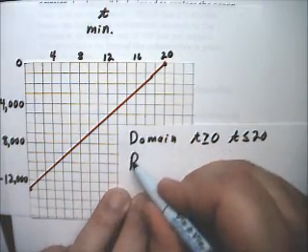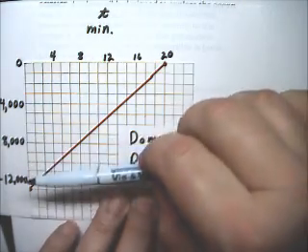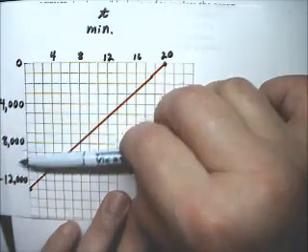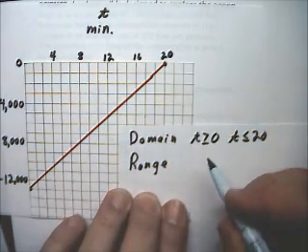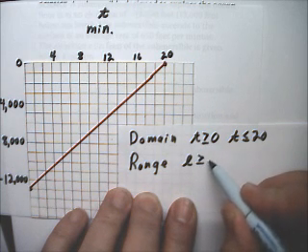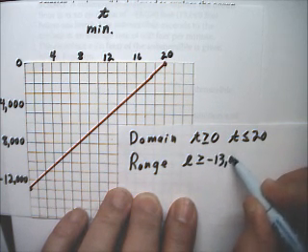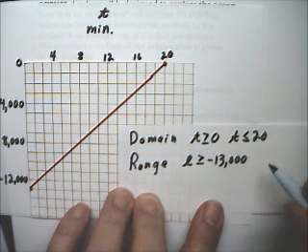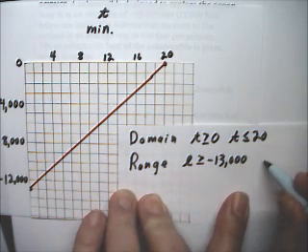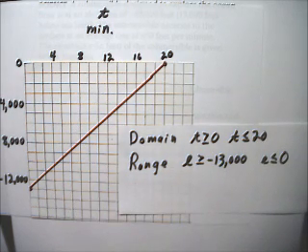And the range, that's where this goes. And the range is E is greater than or equal to negative 13,000, and E is less than or equal to 0. That's the domain and the range.